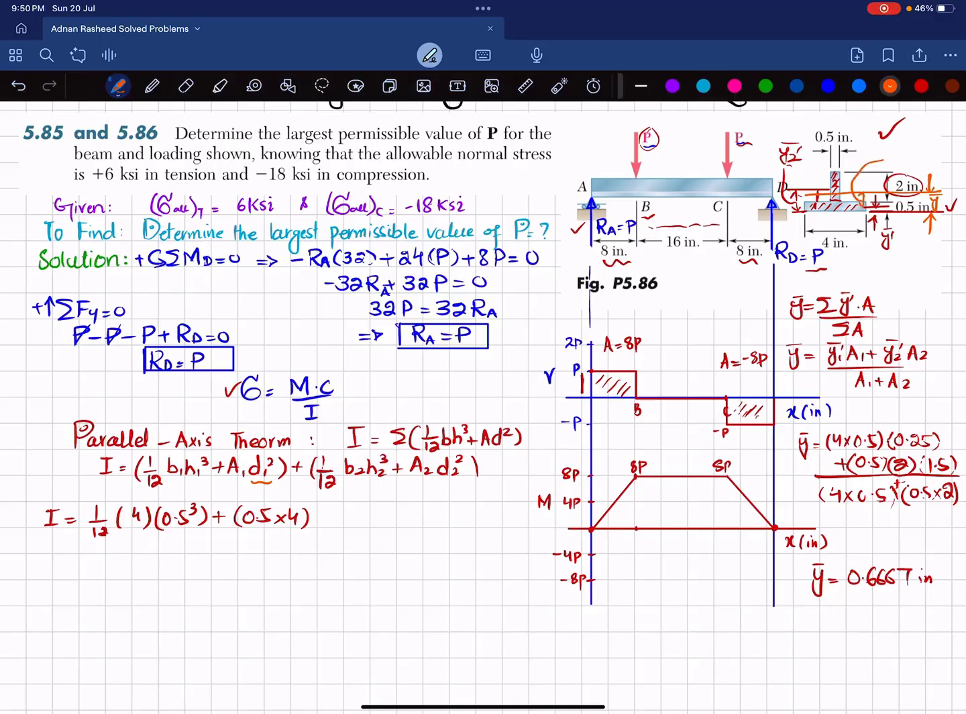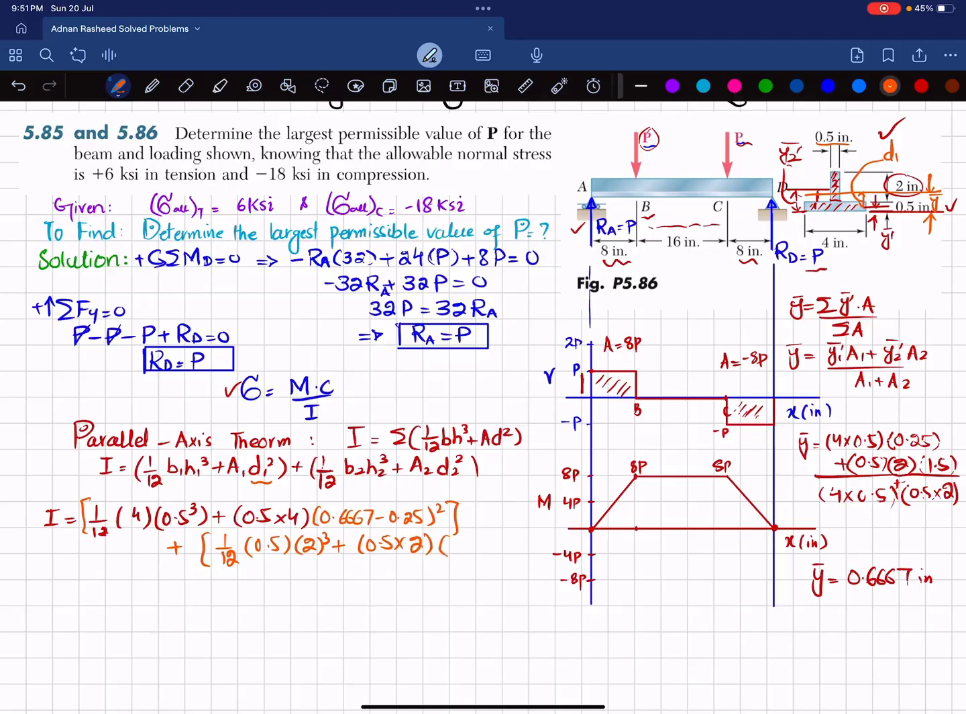If you look, this will be D1, and D1 will be equal to y1 bar minus 0.25. So I will write y bar, which is 0.6667, minus 0.25 whole square. This is the moment of inertia of the first element, plus 1/12. Now breadth is 0.5 and height is 2, so 0.5 times 2 cube, plus area, which is 0.5 multiplied by 2, and d2 square.